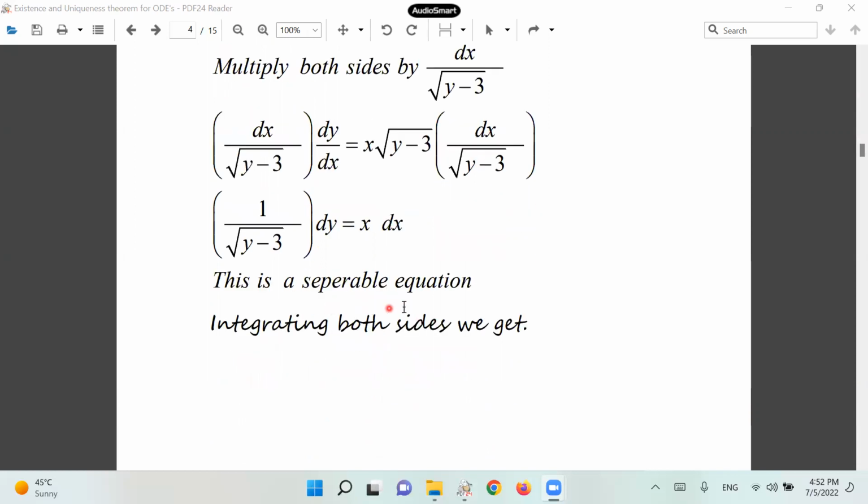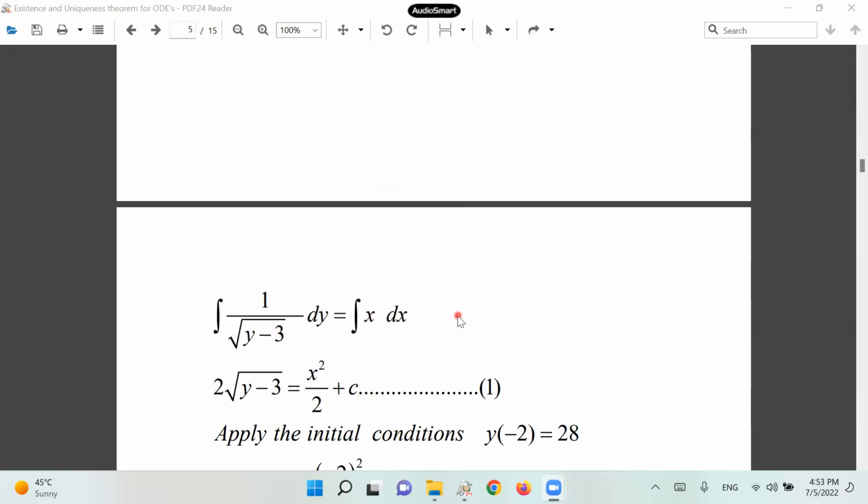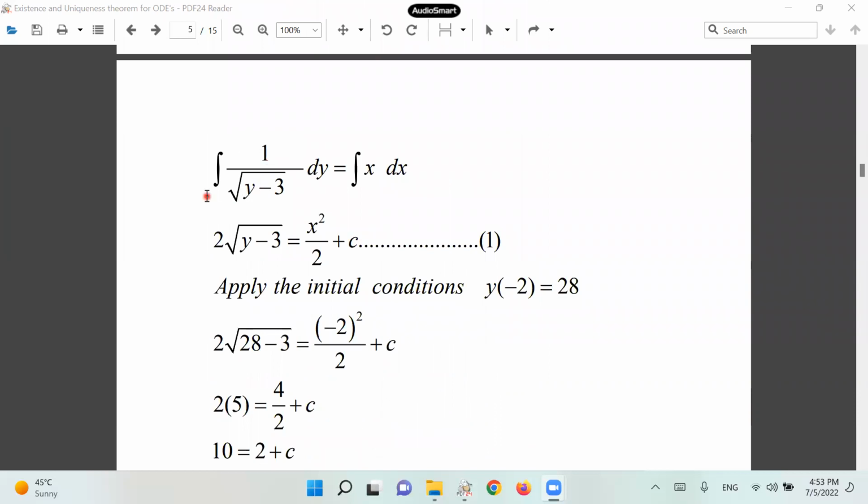So this is the separable equation, where one side is in terms of x and the other side is just in terms of y and dy. Now we integrate both sides: on this side we get integration with respect to y, and on the other side integration with respect to x. So on this side, we get 2 into square root of y minus 3, and when we take the integration of x, we get x square over 2 plus the constant of integration, that is equal to c.